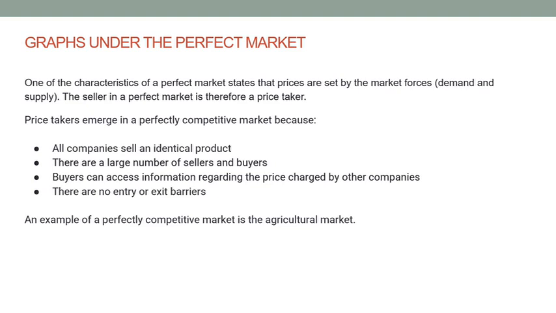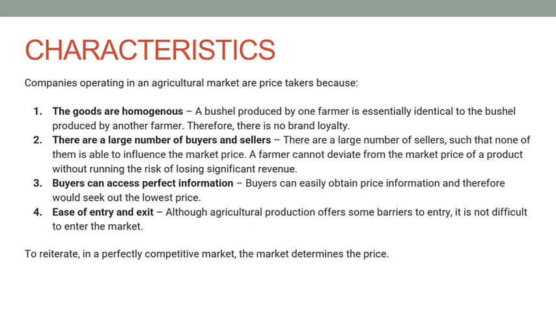There are a large number of sellers and buyers. Buyers can access information regarding the price charged by other companies, and there are no entry or exit barriers. An example of a perfectly competitive market is the agricultural market. Right, so if we just look at the characteristics very quickly of your perfect market, right?